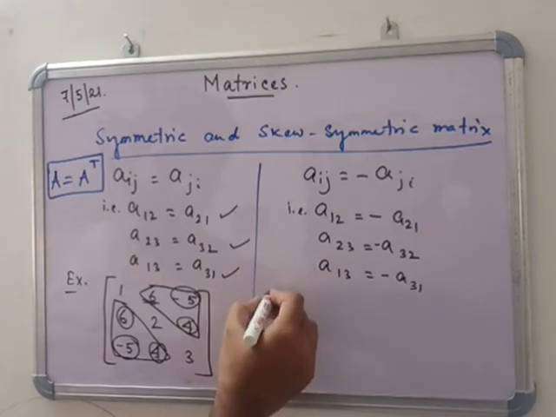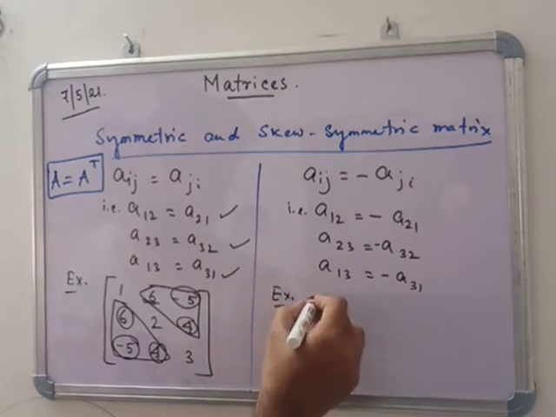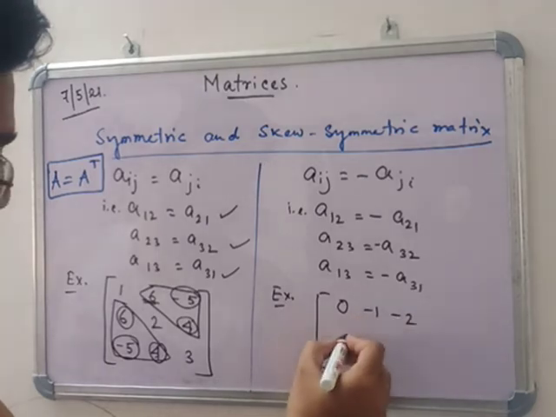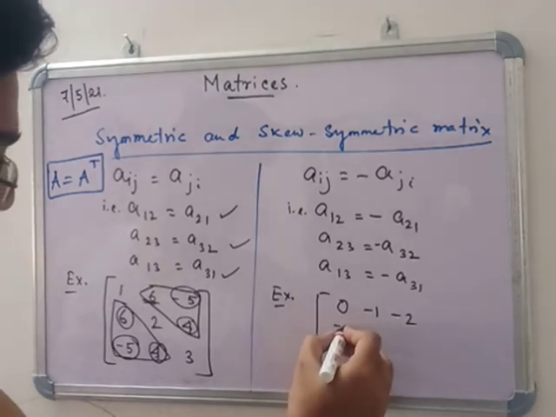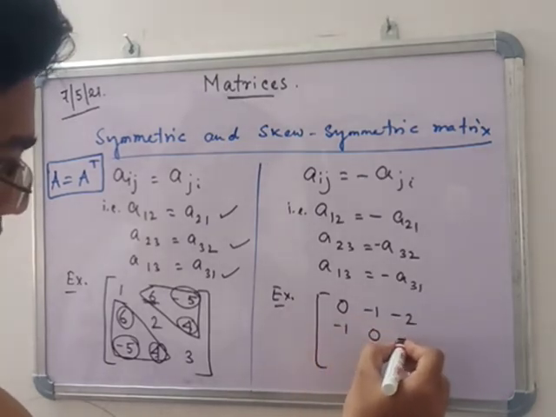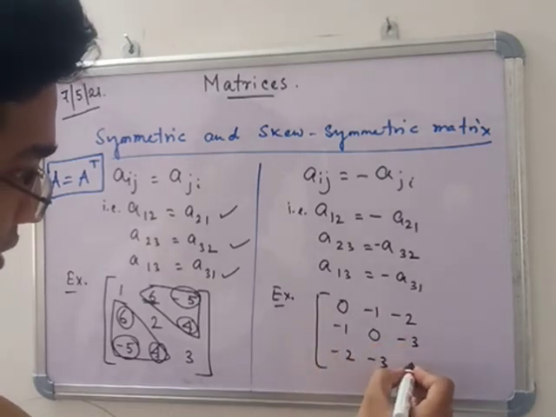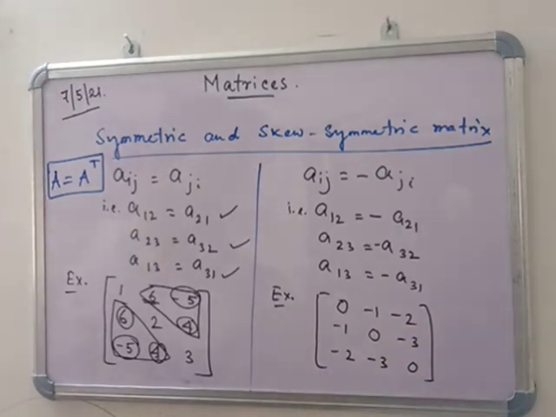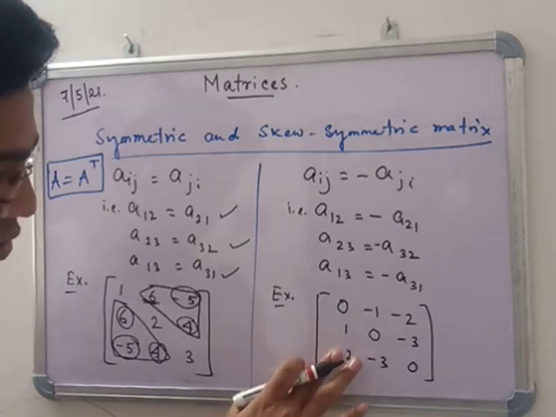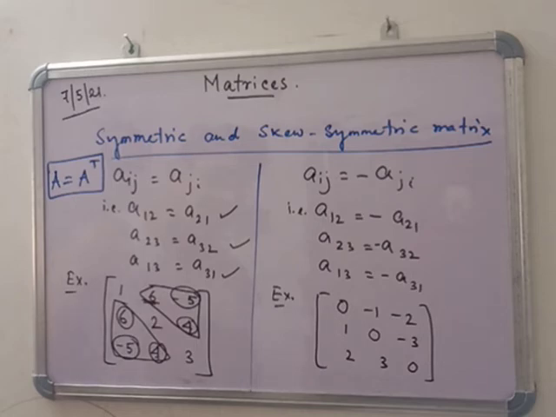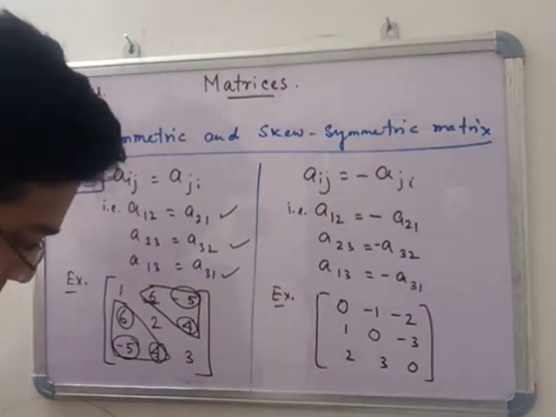For example, we can say that 0, minus 1, minus 2, minus 1, 0, minus 3, minus 2, minus 3, 0. Sorry, this is not minus 1, it's 1, 2, 3. So see that this is the pattern.